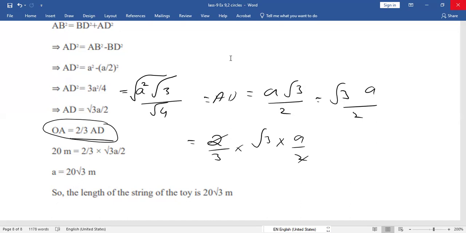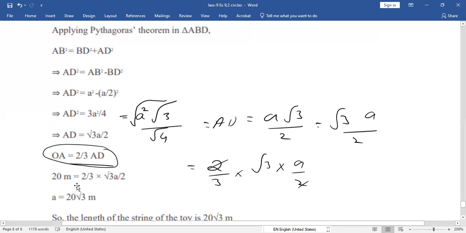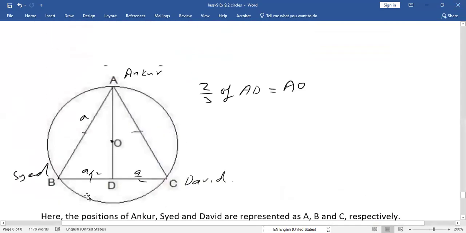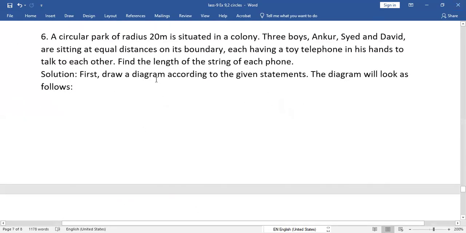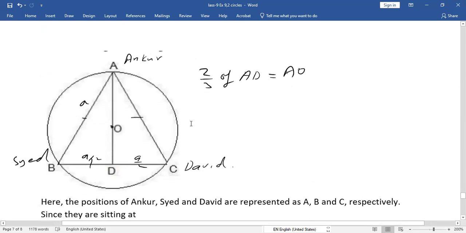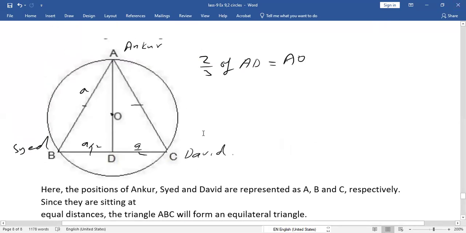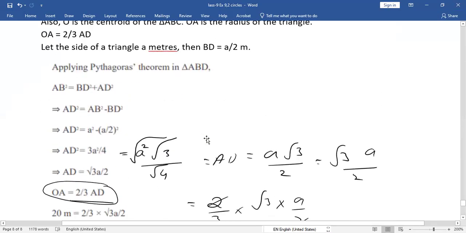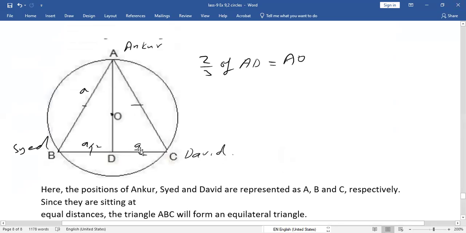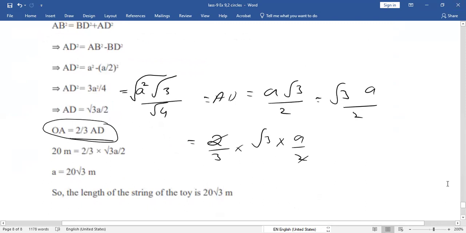In the colony there is a circle of radius 20 meters. So the radius, which we know is OA, is 20 meters. So OA is equal to 20 meters.